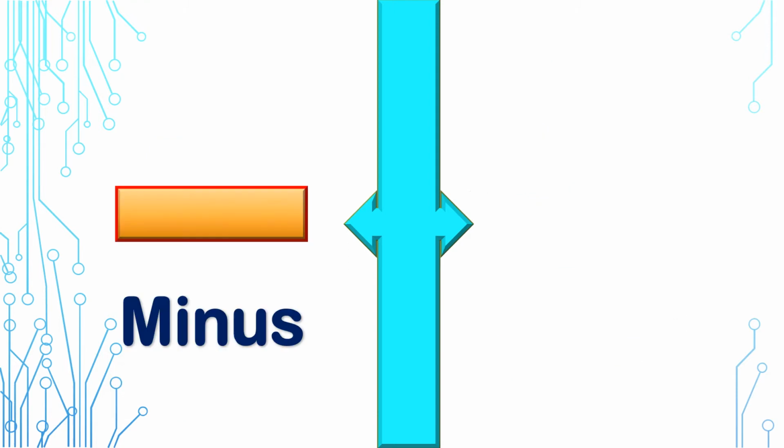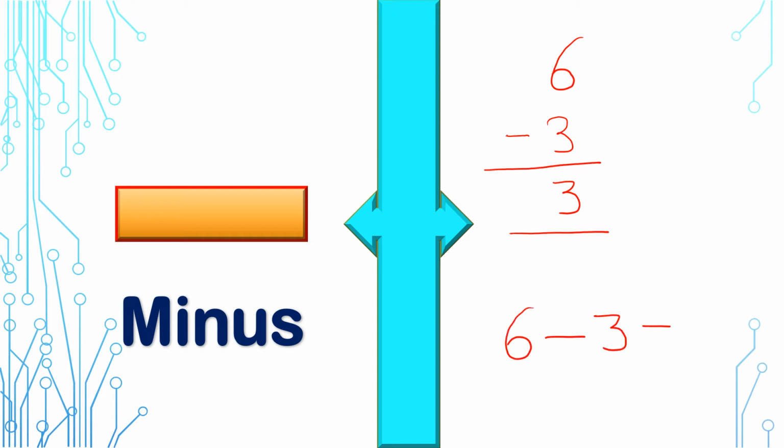Okay. This is minus. Minus sign is used to subtract numbers. So if we want to subtract 3 from the 6, so answer will be 3. Or you can also write it as 6 minus 3 is equals to 3. So minus sign is used to subtract a number. Okay, so here we subtract 3 from this 6, or here we subtract 3 from the 6.